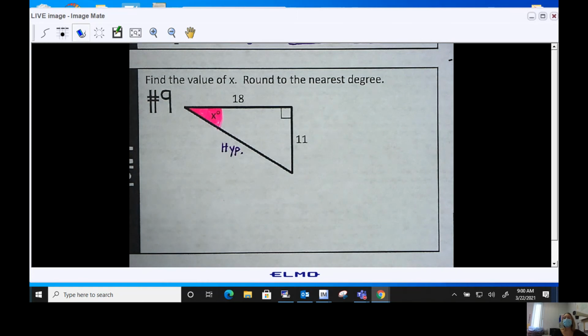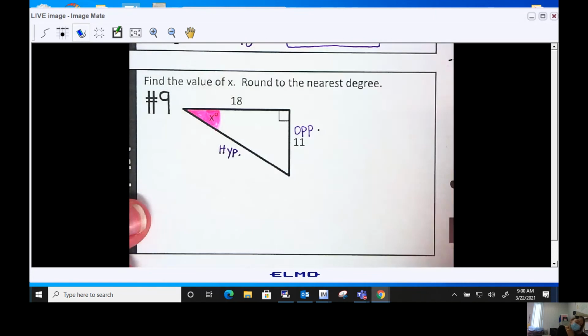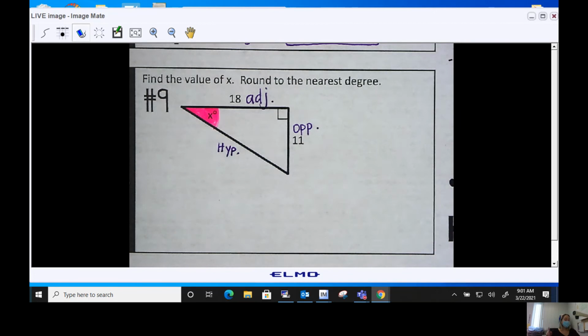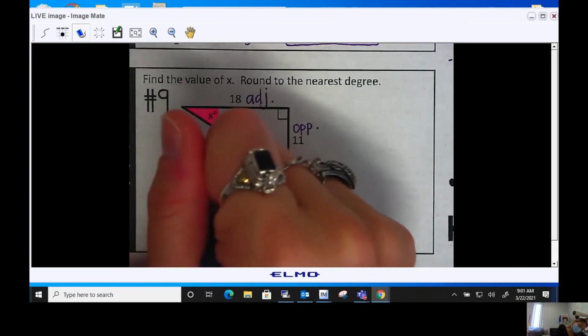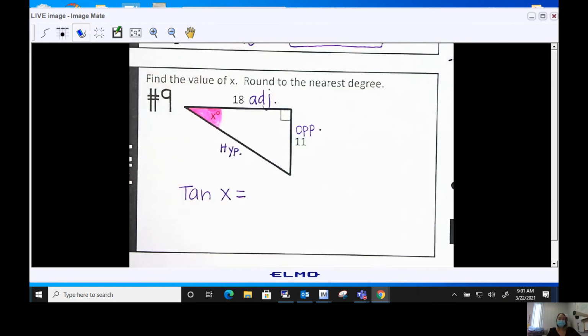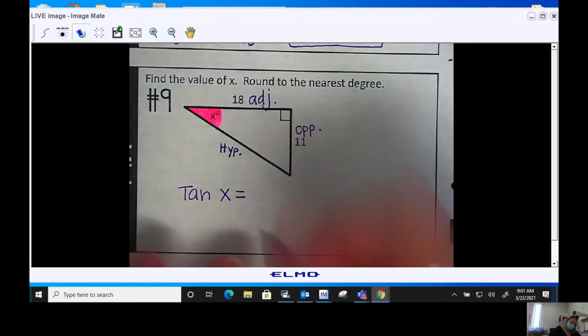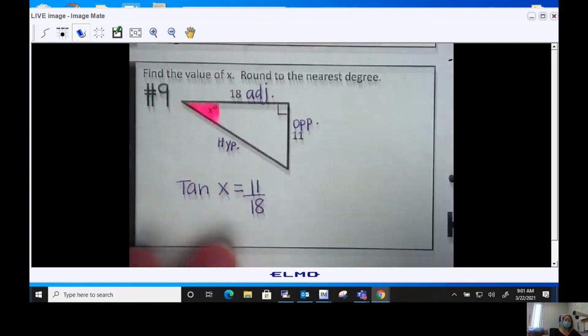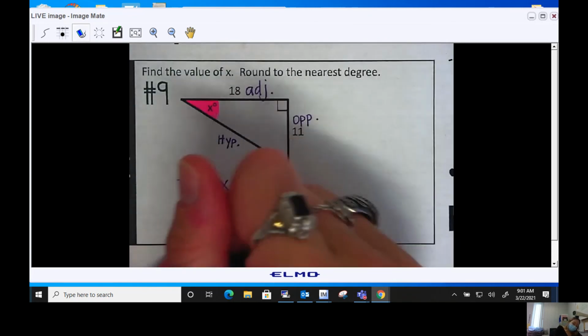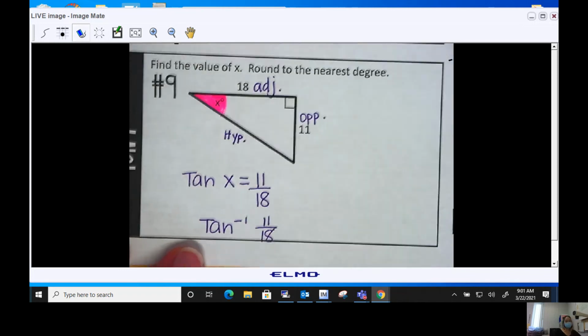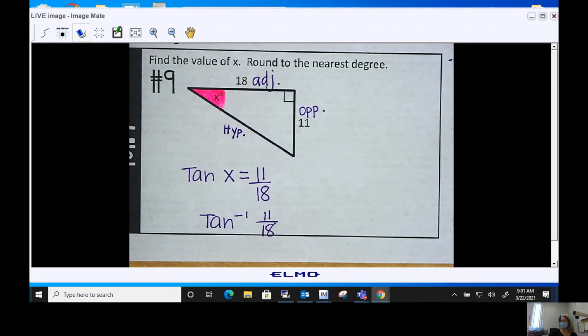All right, which side is your opposite side? 11's your opposite, which means 18's your adjacent. Yep. So tangent is opposite over adjacent. So what are you going to do? 11 over 18. And because we're trying to find an angle, I need to use the inverse. Okay, so again, making sure you put it in your calculator correctly, give it a try, see if we get the same number.